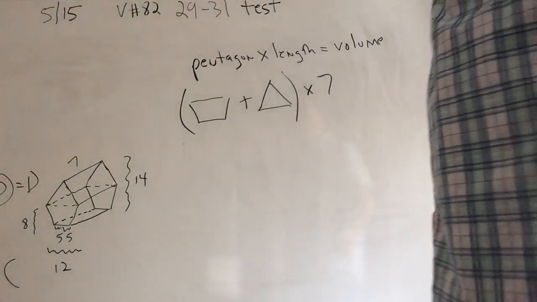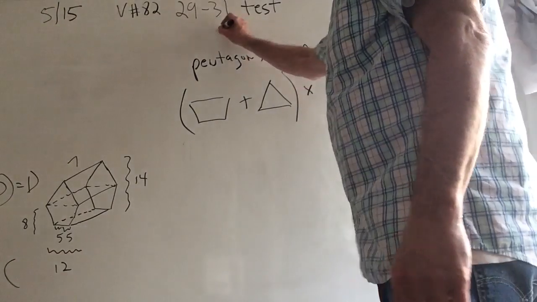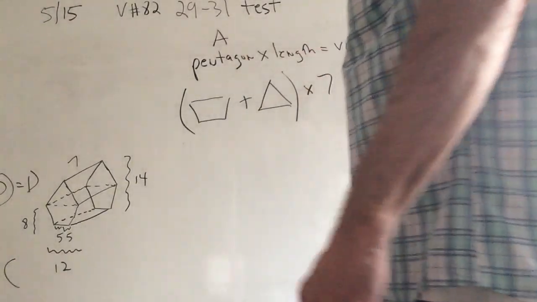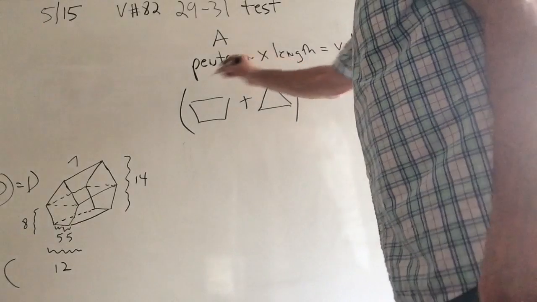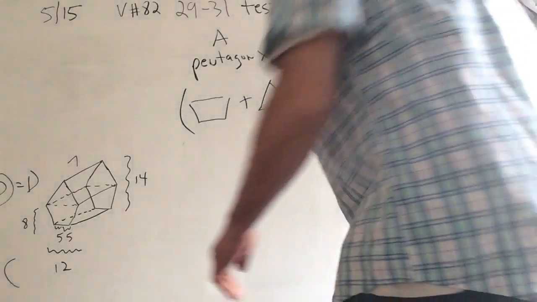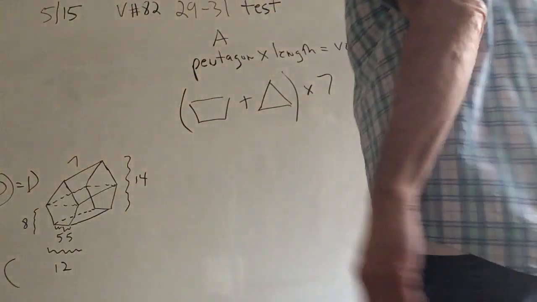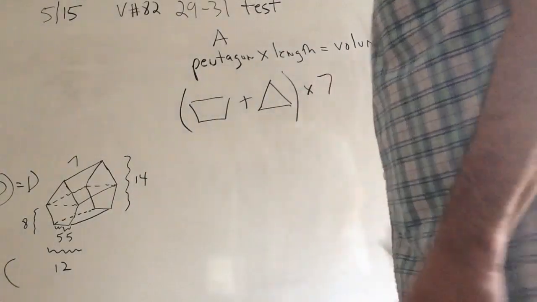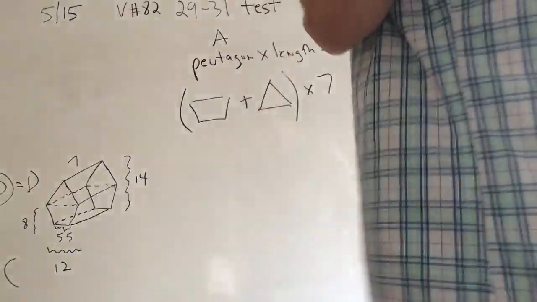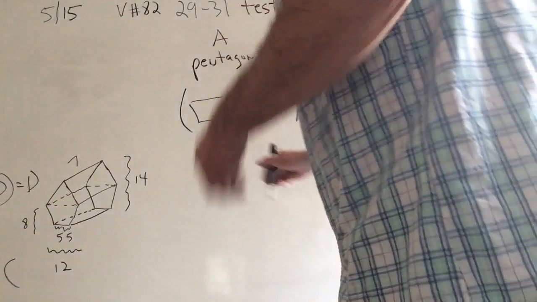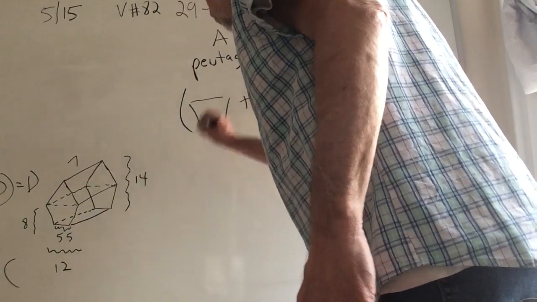So I'll figure out what the area is, the area of the pentagon times the length. And once I get the area of the pentagon, I'm sort of home free. I think you understand that. And all I have to do is multiply that times 7, and I'm done. So let's see what we come up with here. The pentagon is, there's only one that we do now.